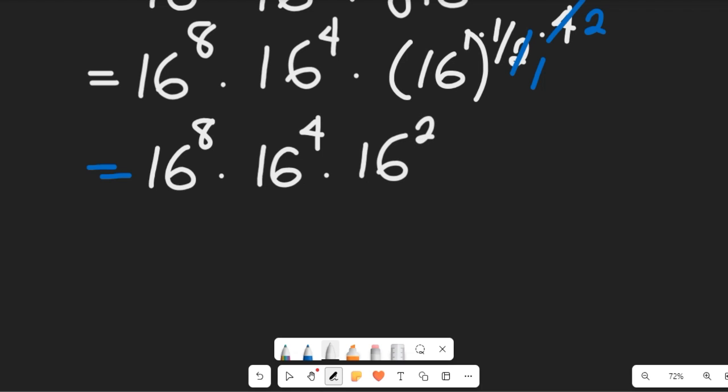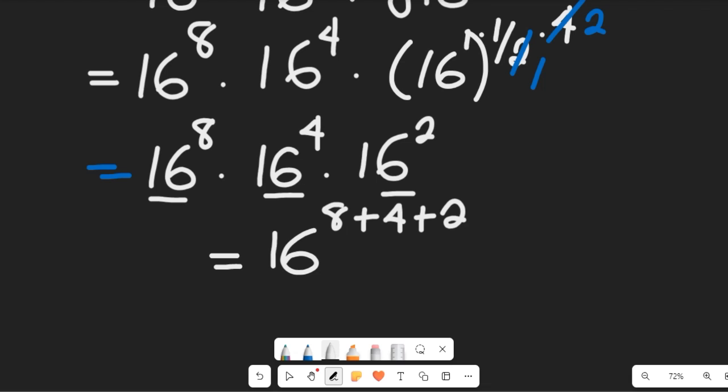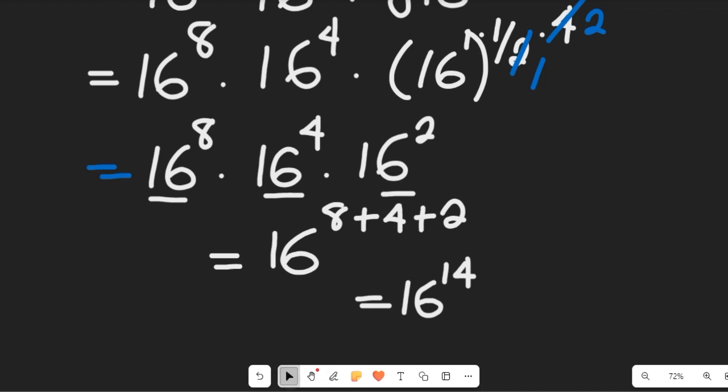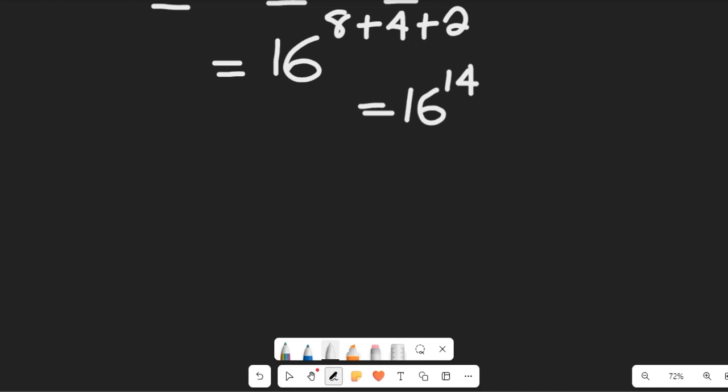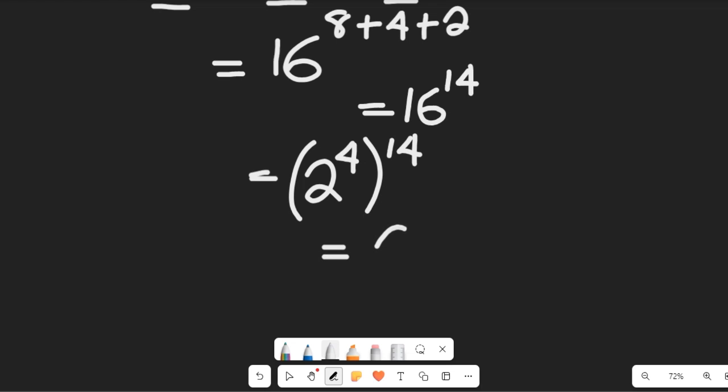Great. Now, since we have one common base, we are going to apply the laws of indices. The multiplication law of indices states that if the bases are the same, then the powers will add up, and that will give us 8 plus 4 plus 2, right? 8 plus 4 plus 2 will be equal to 16 to the power of 14. Great. Now we can still simplify this further, because 16 can be equal to 2 to the power of 4, right? And that will be to the power of 14. According to the law of indices, this will be 2 to the power of 4 multiplying 14, and our final solution will be 2 to the power of 4 times 14.